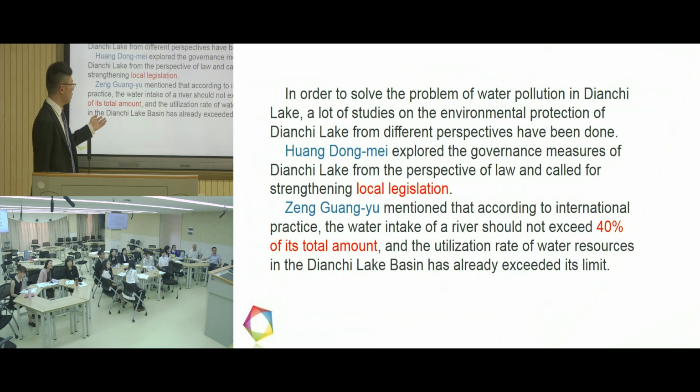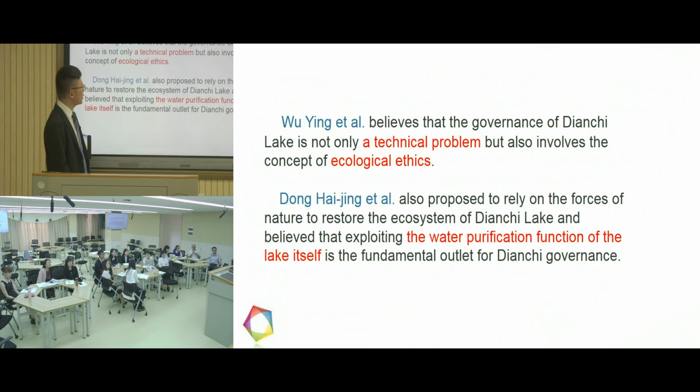Zheng Guangyu mentioned that according to international practice, the water intake of a river should not exceed 40% of its total amount, and the utilization rate of the Dianchi Lake water resources has already exceeded its limit. Wu Ying and her team members believe that the governance of Dianchi Lake is not only a technical problem, but it also involves the concept of ecological ethics.